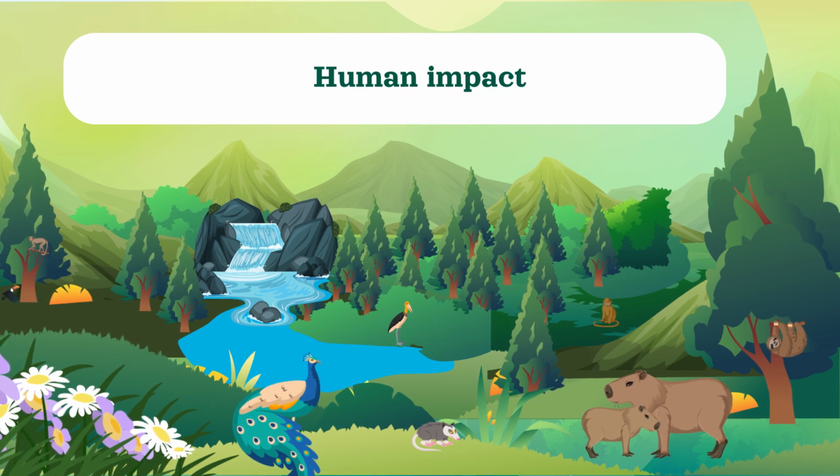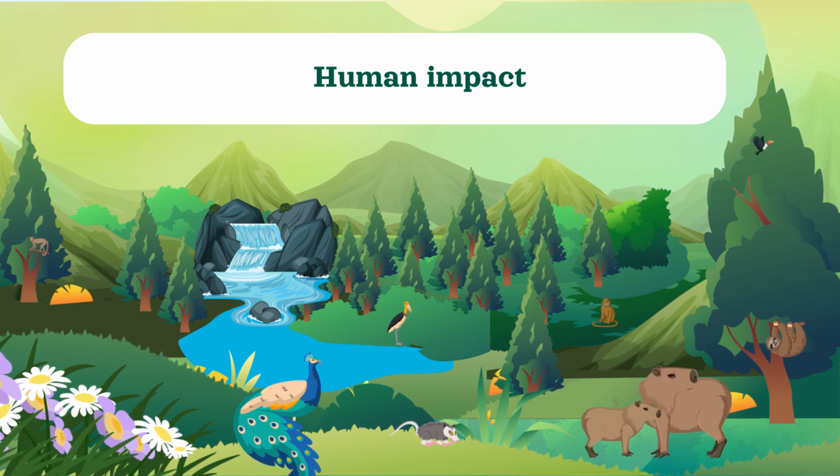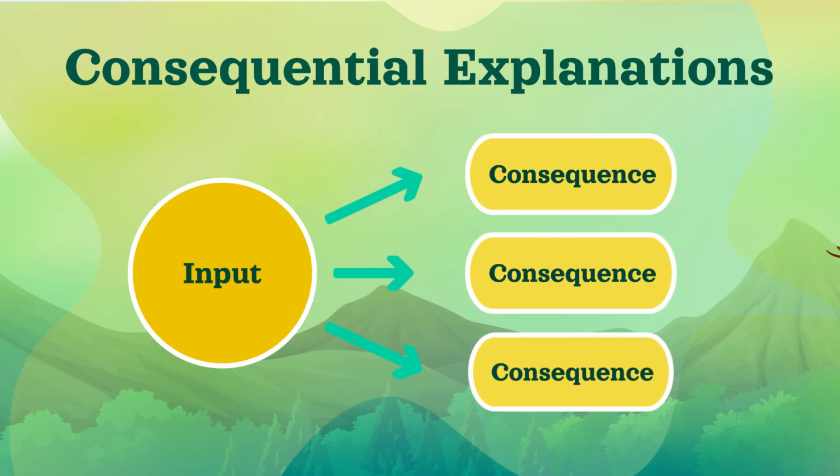Human impact. Human activities have a profound impact on ecosystems. While activities like deforestation and pollution can harm ecosystems, conservation efforts and sustainable practices aim to protect and restore these vital systems. Consequential explanations. Here, we discuss the results or effects of an event.